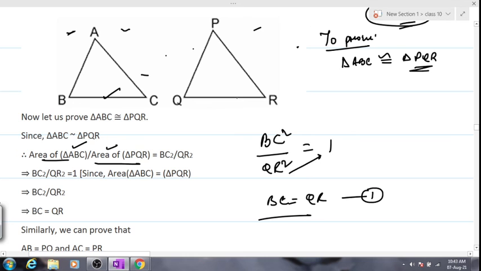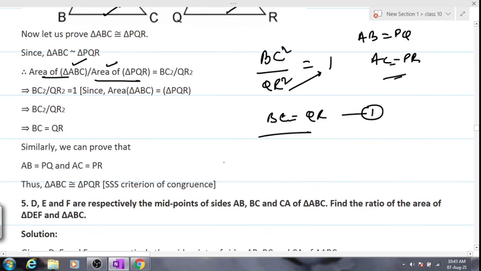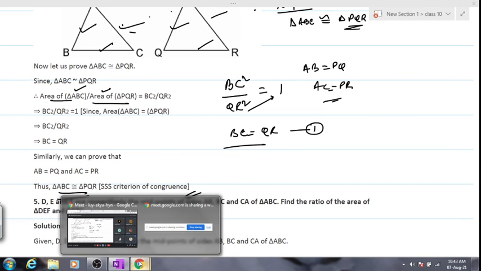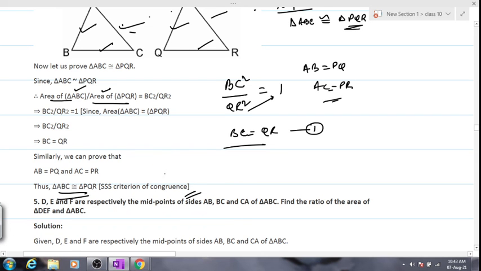One side I have already proved equal. Similarly, I can say AB will be equal to PQ and AC will be equal to PR. So by the SSS criterion, can we say that these two triangles are congruent? Was it so difficult? Anyone? I hope this numerical is understood by everyone. Yes or no, sir? Confirm?